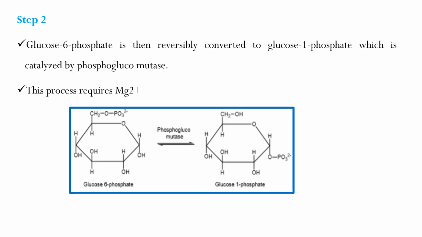In step 2 of glycogenesis, this glucose 6-phosphate is then reversibly converted into glucose 1-phosphate. That means phosphate is shifted from carbon number 6 to carbon number 1, and this reaction is catalyzed by phosphoglucomutase, and this enzyme needs magnesium ion as a cofactor.